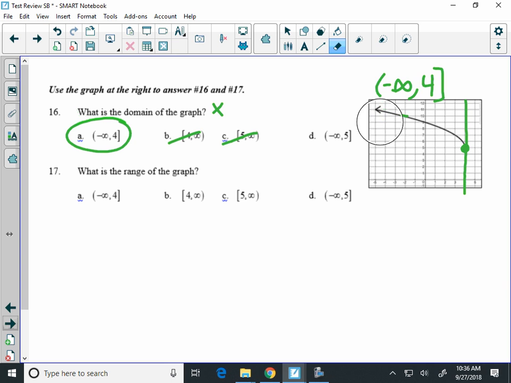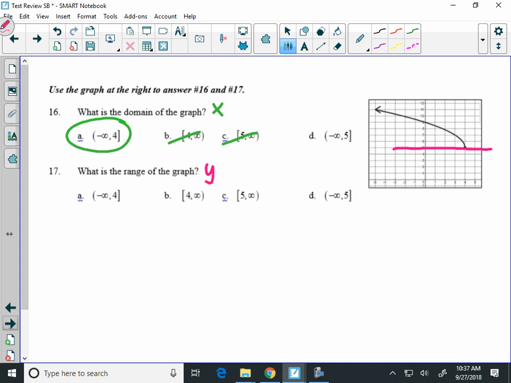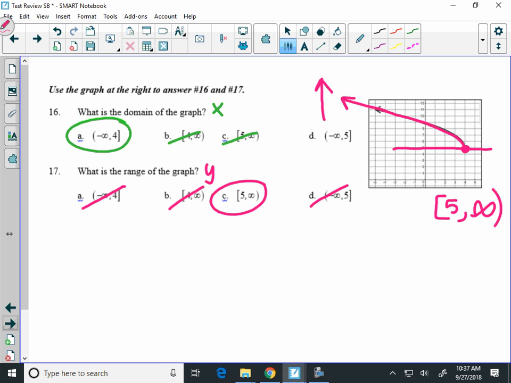For number 17, for the range, we do the same thing. Remember, the range is the y values, and you start at the bottom of your graph. The bottom of your graph here is at y equals 5 with a closed dot, which looks like it's going to be choice C. But let's double check. This arrow is going up, up, up forever, towards infinity. Infinity gets a parenthesis, which is exactly what we have in choice C.